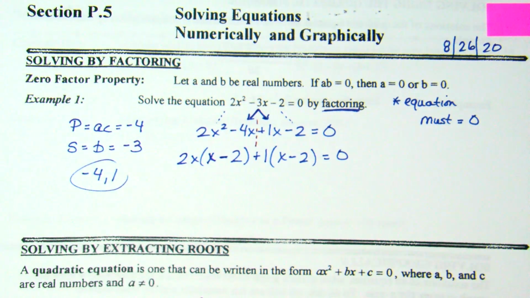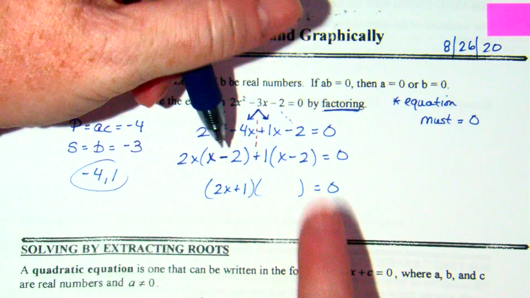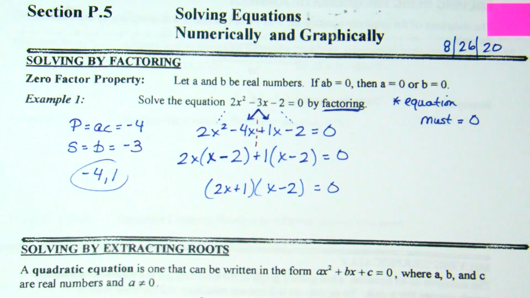Okay. So 2x plus 1 is my GCF, and that's one parenthesis. My other parenthesis, my parentheses match, and that is important. So I have 2x plus 1 times x minus 2 equals 0. If those parentheses don't match, this doesn't work.